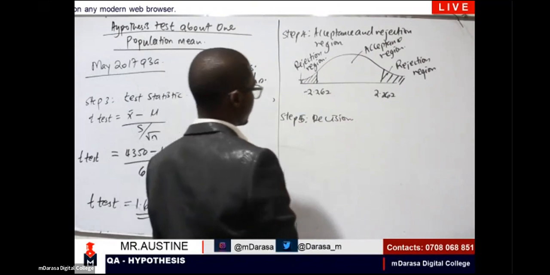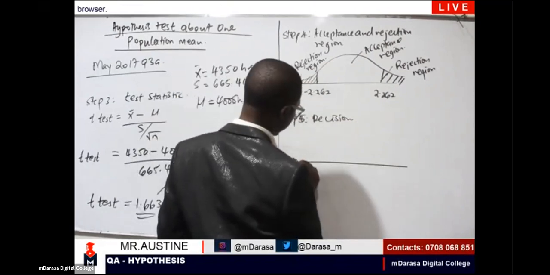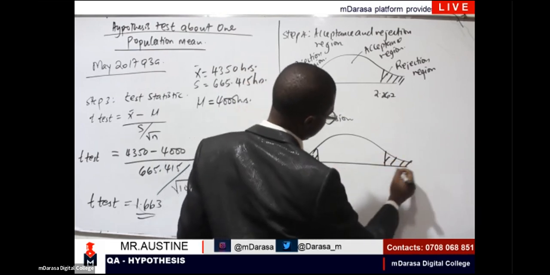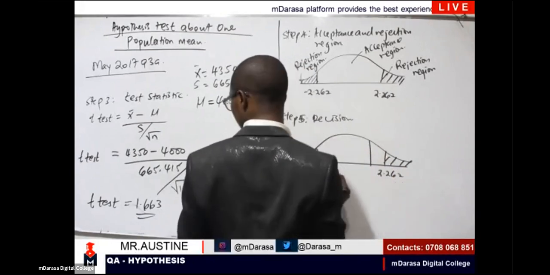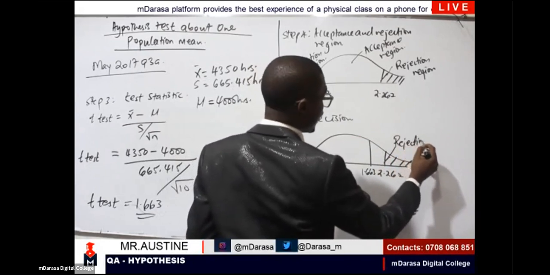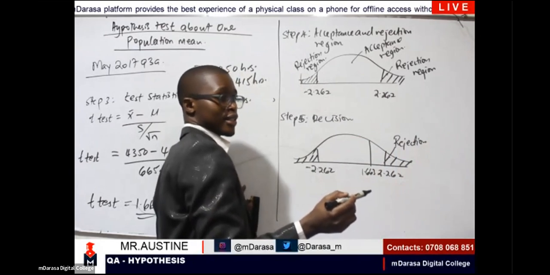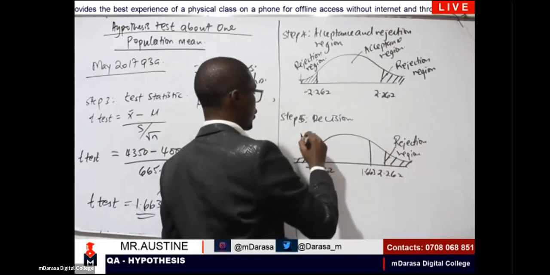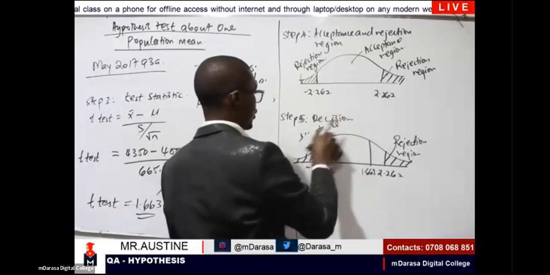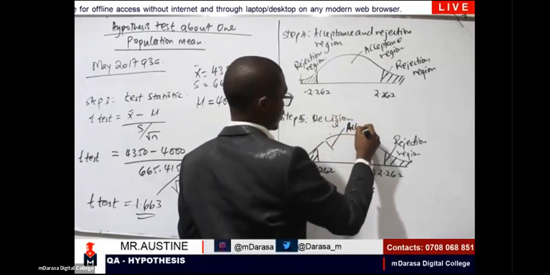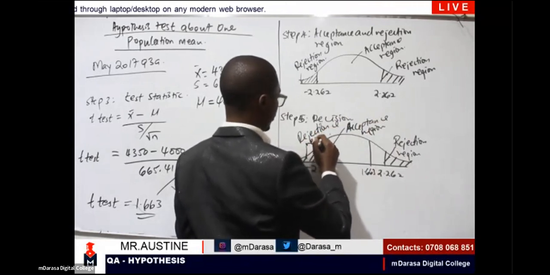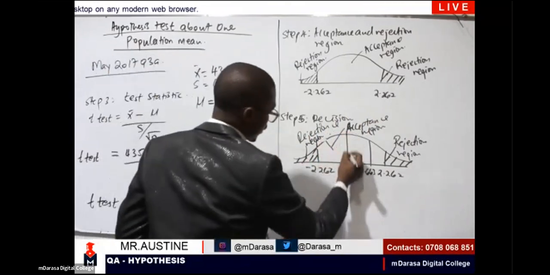With the acceptance region and decision, I already have minus 2.262 and 2.262. Then I have my value 1.663, which is less than 2.262, so it will fall in the acceptance region. Only a value greater than the critical value, either T critical or Z critical, will fall in the rejection region. Here we have acceptance. This one is the acceptance region and this one is the rejection region. So 1.663 falls in the acceptance region.